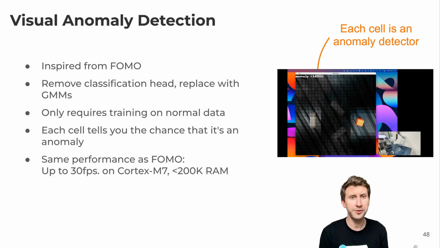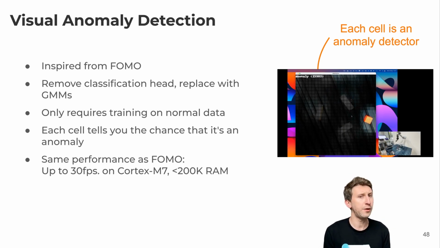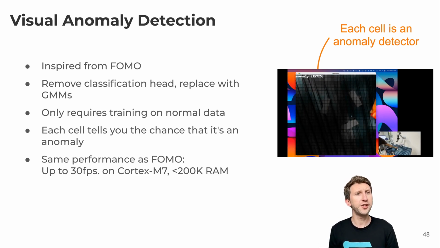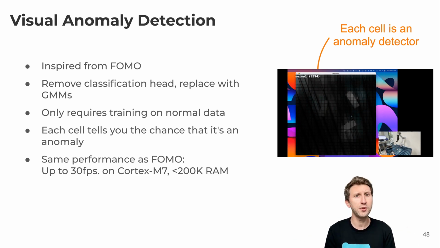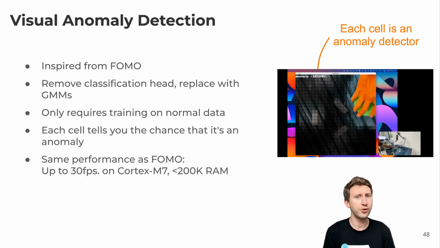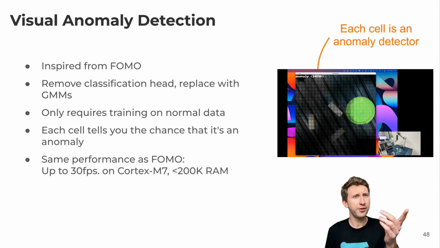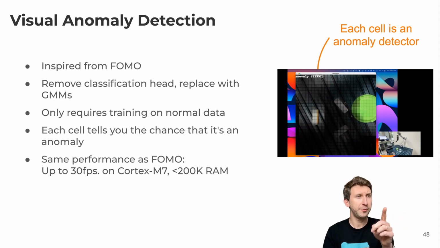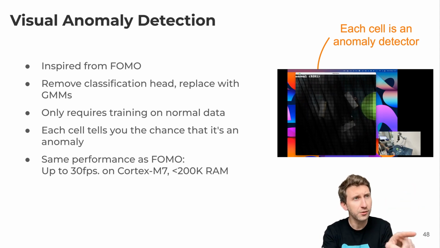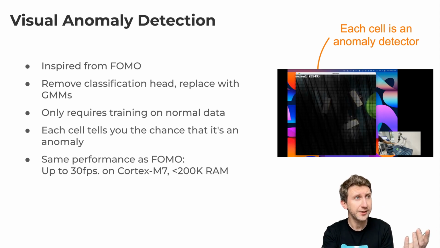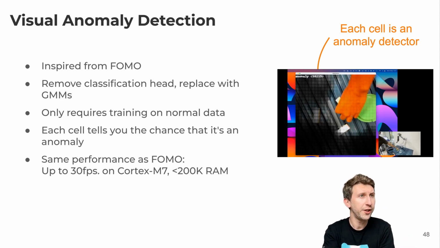It has the same performance as FOMO, so up to 30 frames per second on a Cortex-M7, and it stays within less than 200 kilobytes of RAM. Here in the video, you can see that the model has been trained with those white rectangles, and if you add something else, it will highlight the part where there is an anomaly.